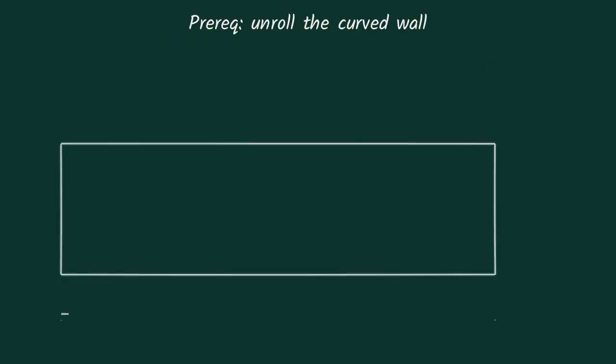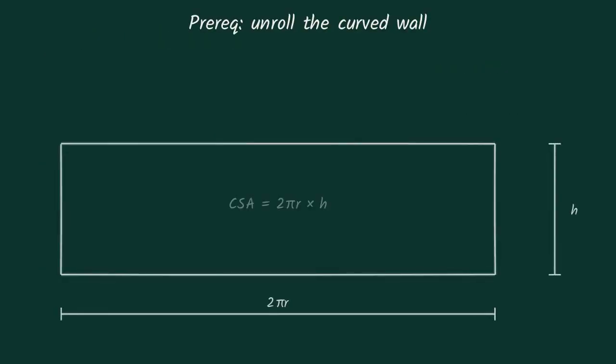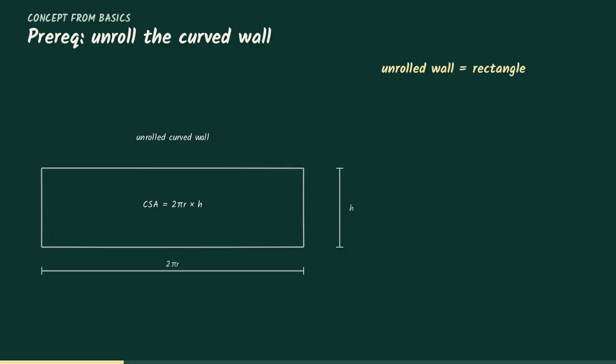Slice the curved wall and lay it flat. You get a rectangle. One side is the circumference of the base, 2 pi r, and the other side is the height h.